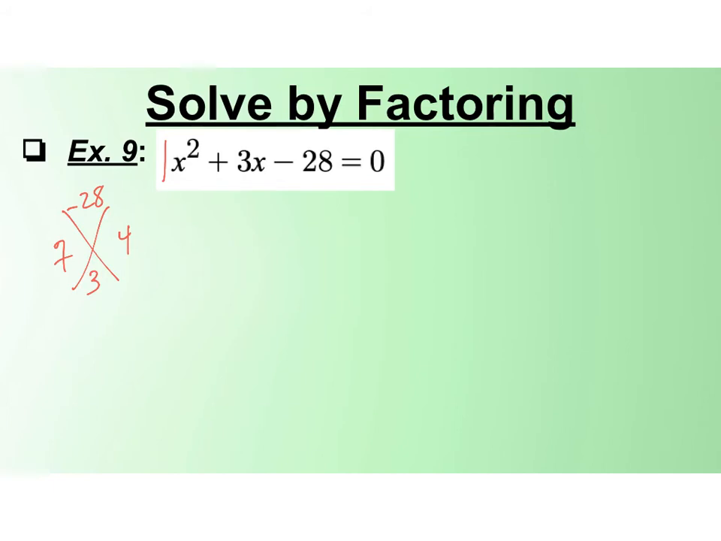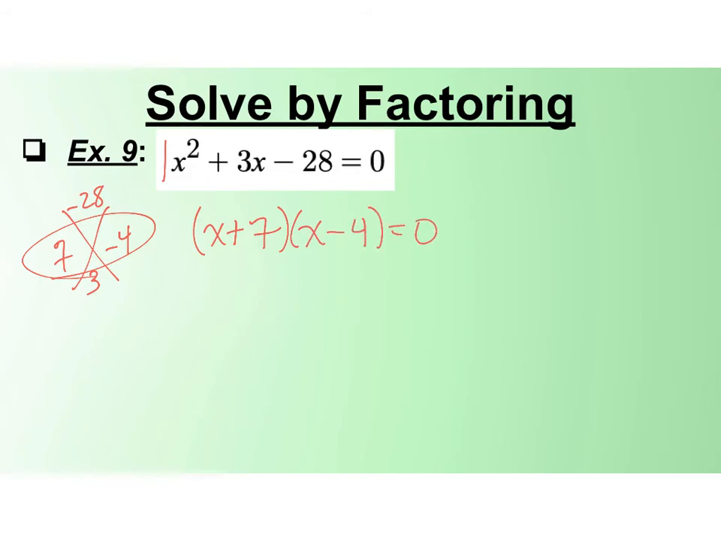And I need to make, is that right? Multiplies? Yes, I'm sorry. Make the 4 negative. I'm going to substitute this into factored form. So it becomes x plus 7, x minus 4 equals 0.